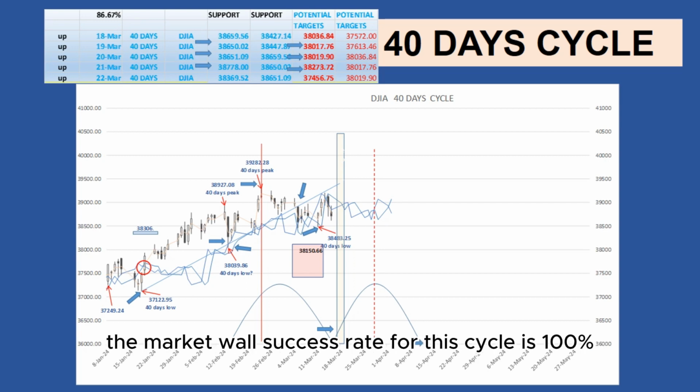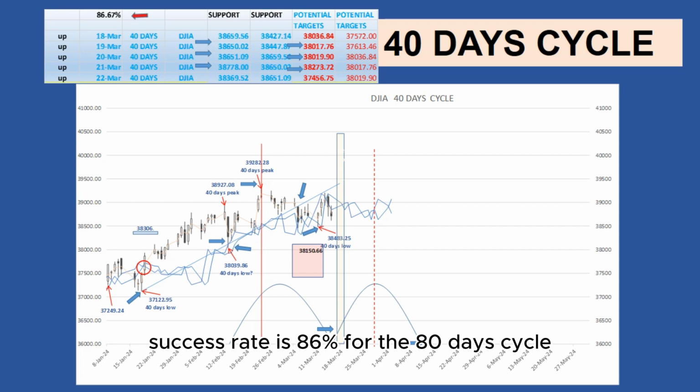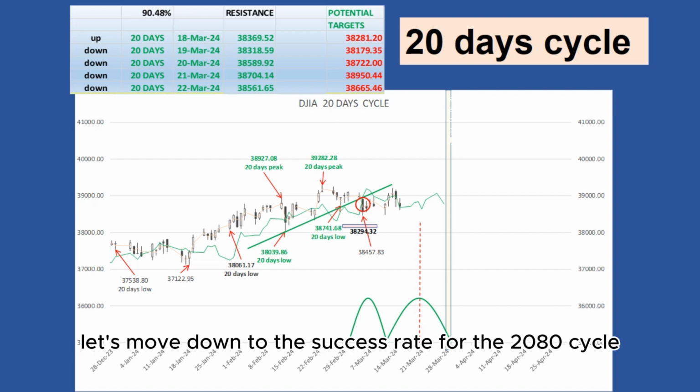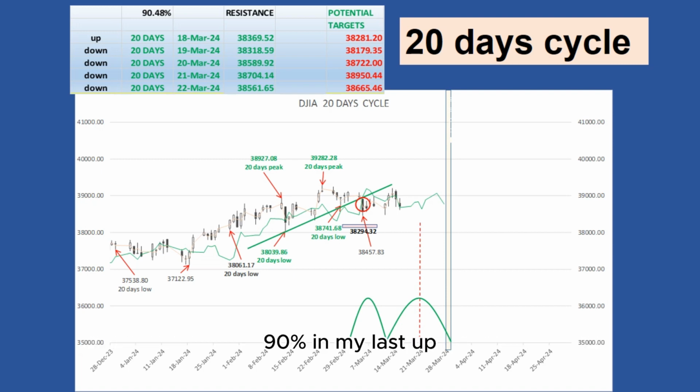The success rate for this cycle is 100%. The success rate is 86%. What's next for the 80-day cycle? The 20-day cycle. Let's move down to the lower time frame. For the 20-day cycle it is 90%.